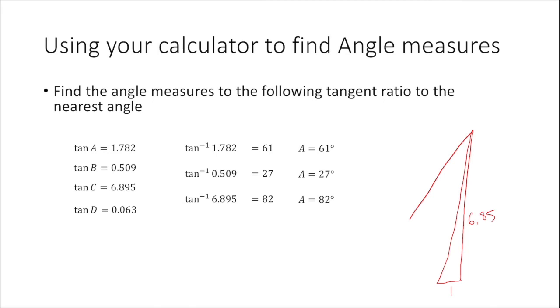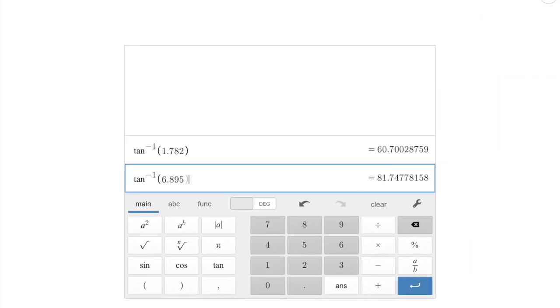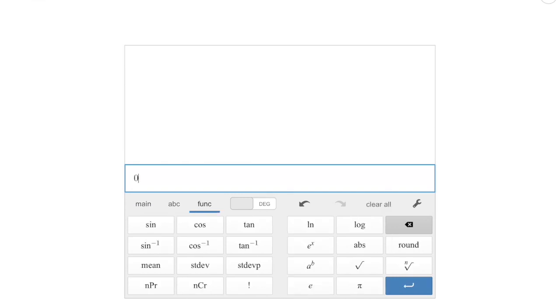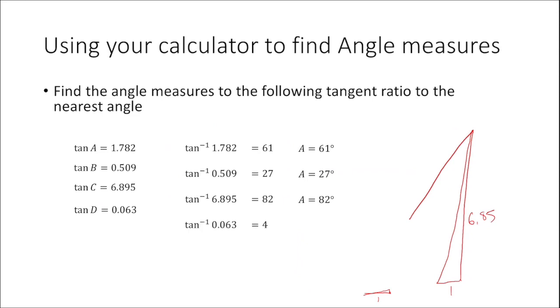And of course, if it's 0.063, well, that means if this is 1, this is going to be very, very small, so it's going to be close to 0. Let's see how it works out. 0.063. Sorry, we should go tan minus 1. And we end up getting an angle of 3.6 degrees, or 4.